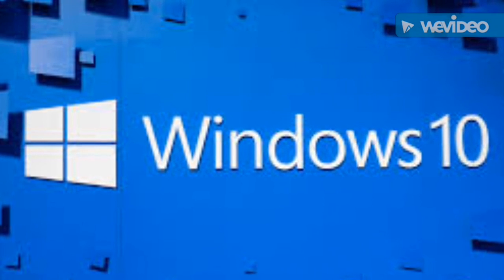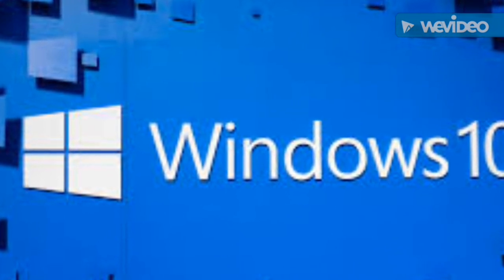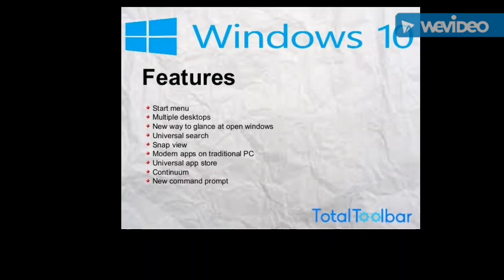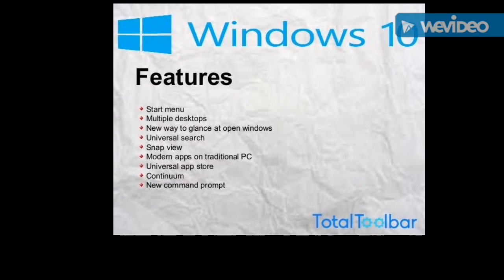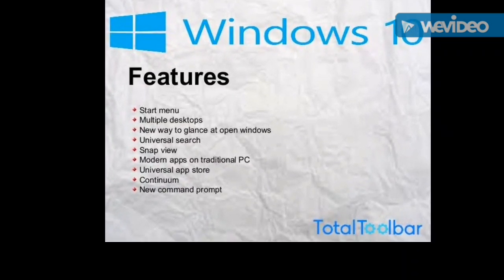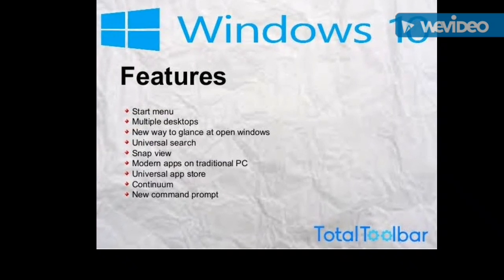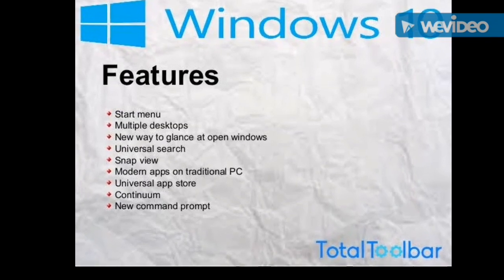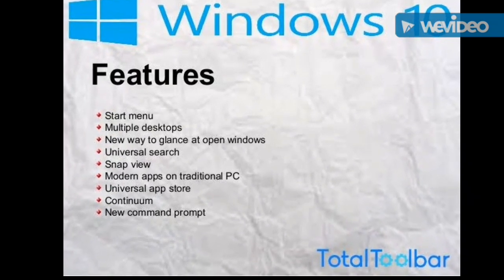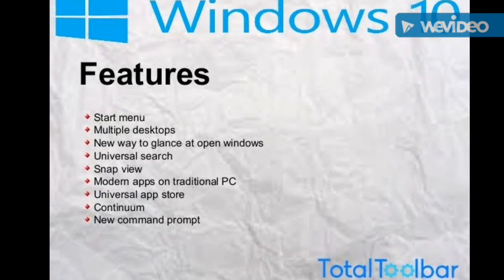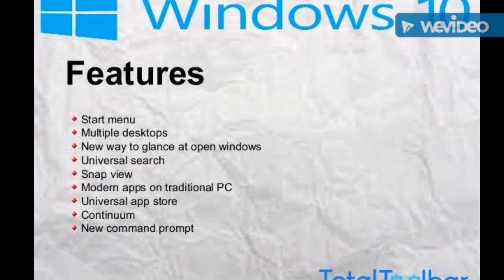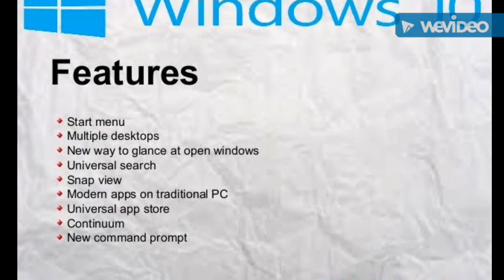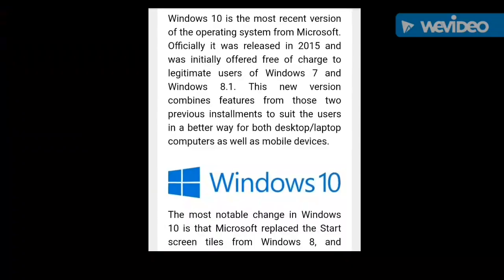Windows is a very powerful operating system that manages the different operations of your computer. So, we'll discuss features of Windows 10: Start menu, multiple desktop, new way to glance at open windows, universal search, snap view, modern apps on traditional PC, universal app store, continuum, and new command prompt. So these were the features of Windows 10.